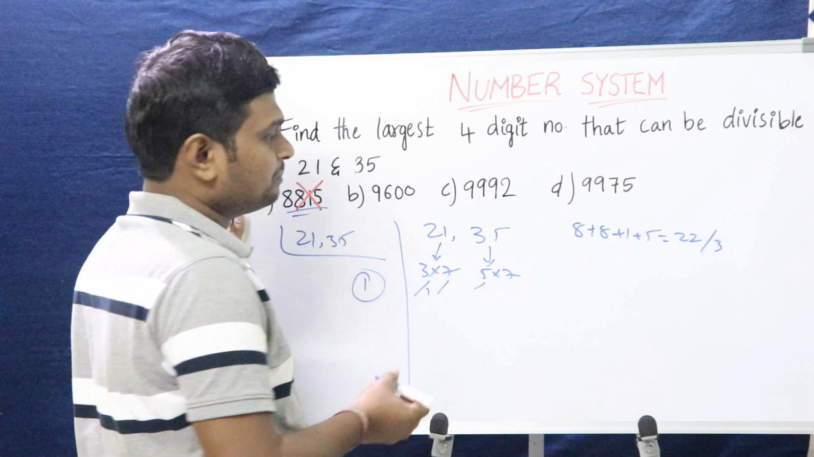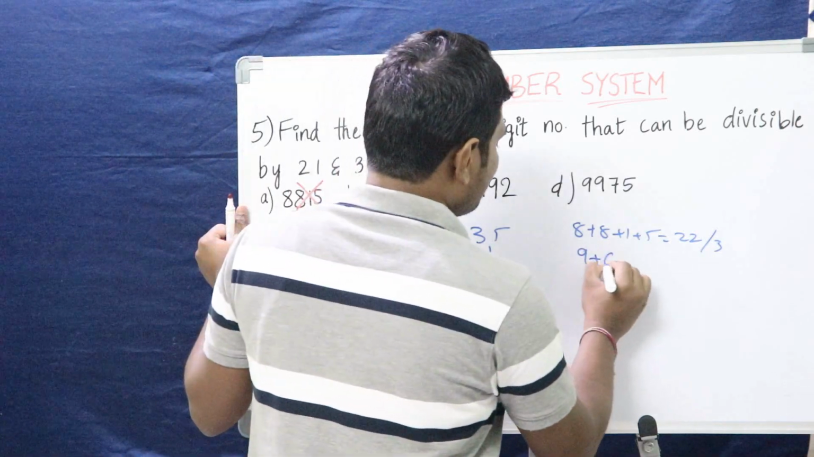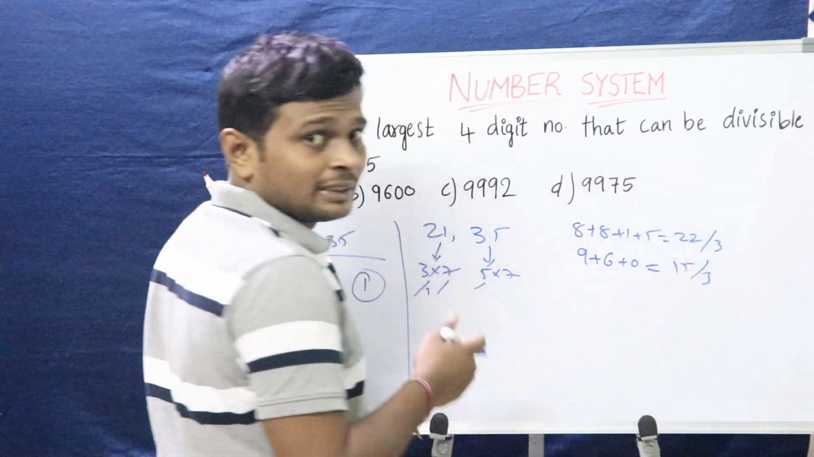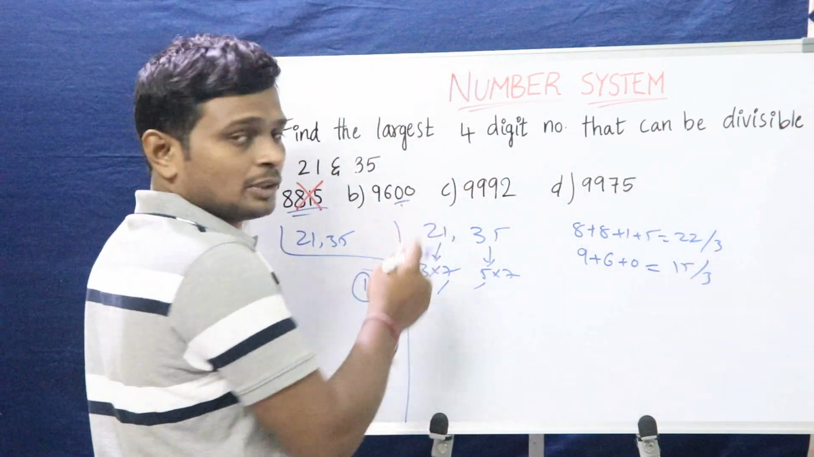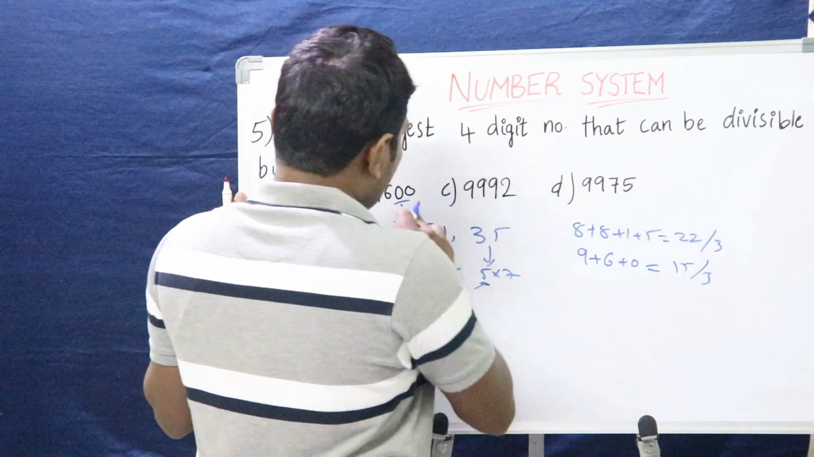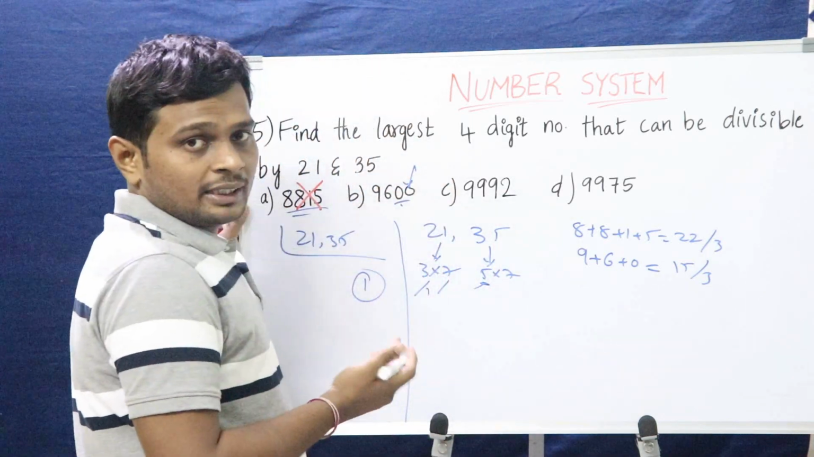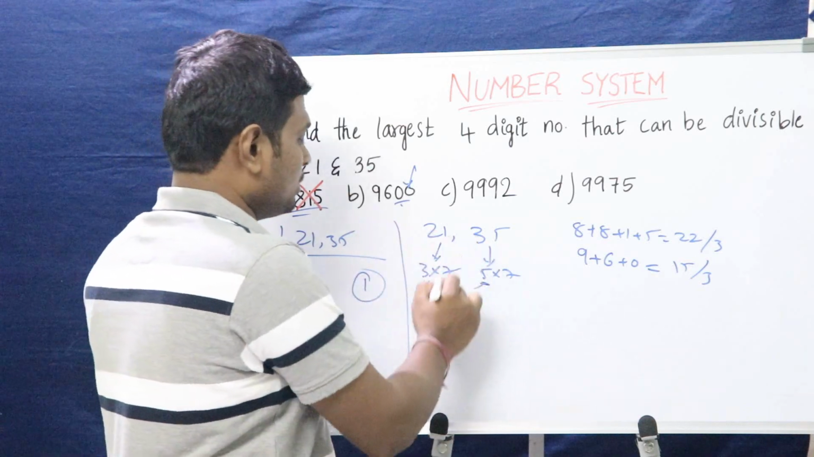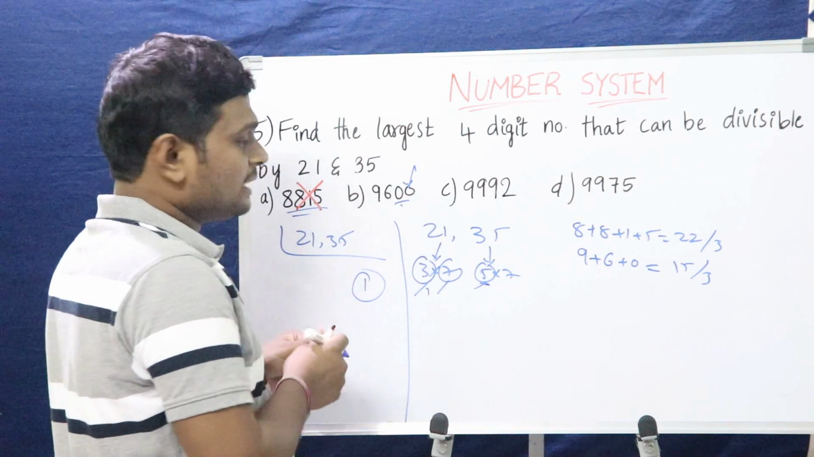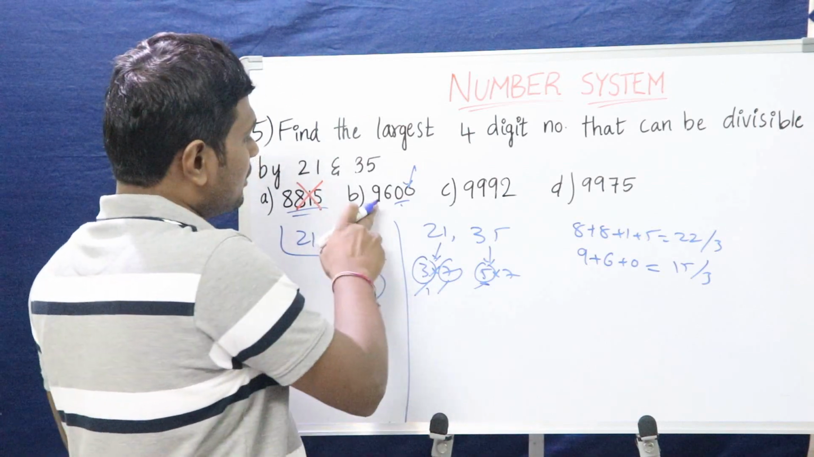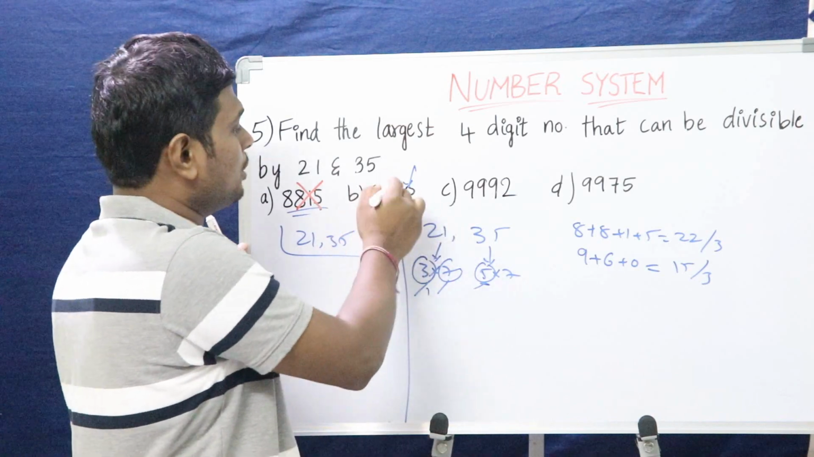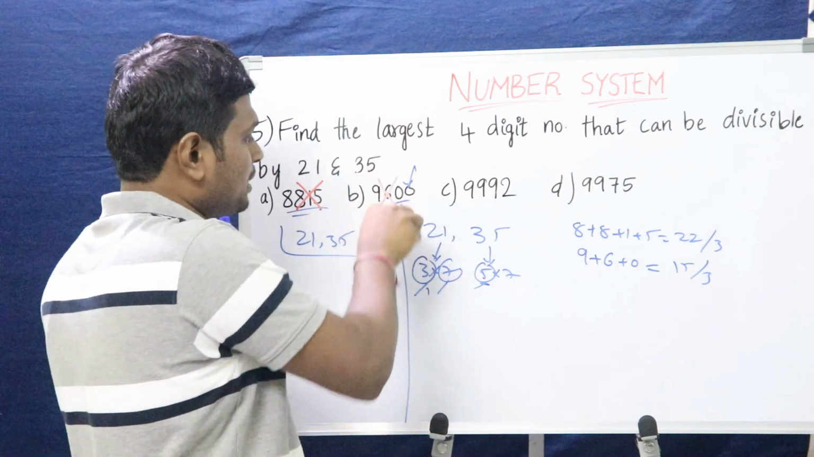The second option, 9600. 9 plus 6 plus 0 is 15. Is it divisible by 3? Yes. It is divisible by 3. The second one, 5. The last digit is 0, right? Then it is divisible by 5. So, 3 is done, 5 is done. We are left with 7. 9600, is it divisible by 7? 7 ones are 7 and 26. 26 is not divisible by 7. So, we can rule out this option as well.